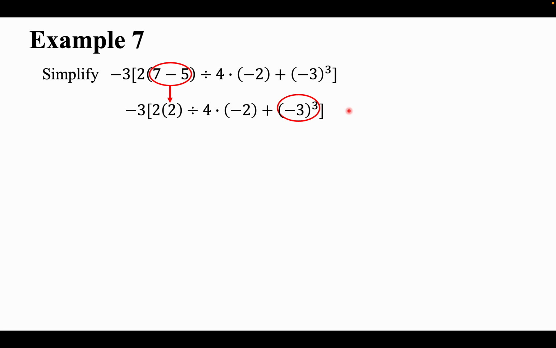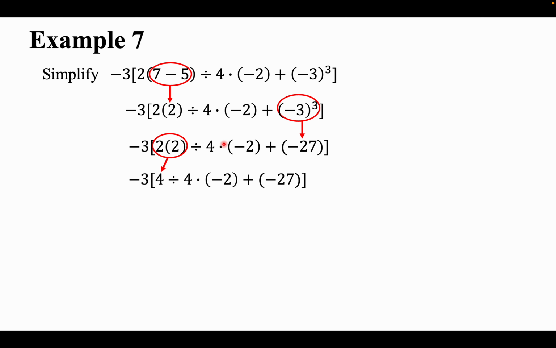So if we do that, negative 3 times negative 3 times negative 3, that's a negative 27. And I keep the rest. Now from here, we have to go from left to right. Well, we have addition, multiplication, division, and multiplication. So from left to right, multiplication comes first. 2 times 2 is 4. And then the next part would be to divide, because division comes first. So 4 divided by 4 is 1.